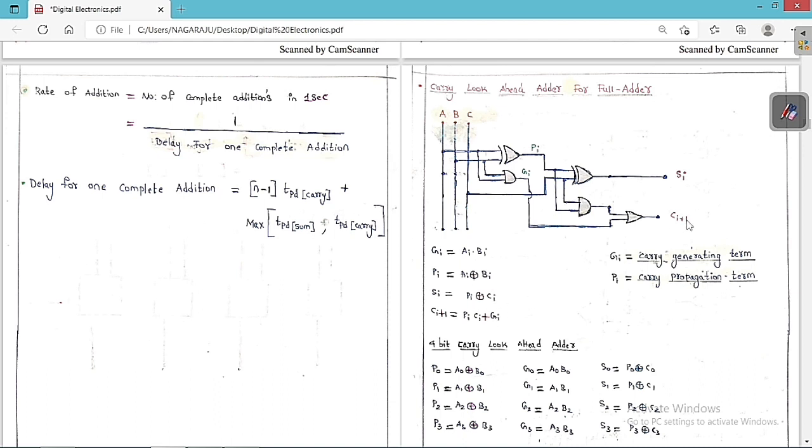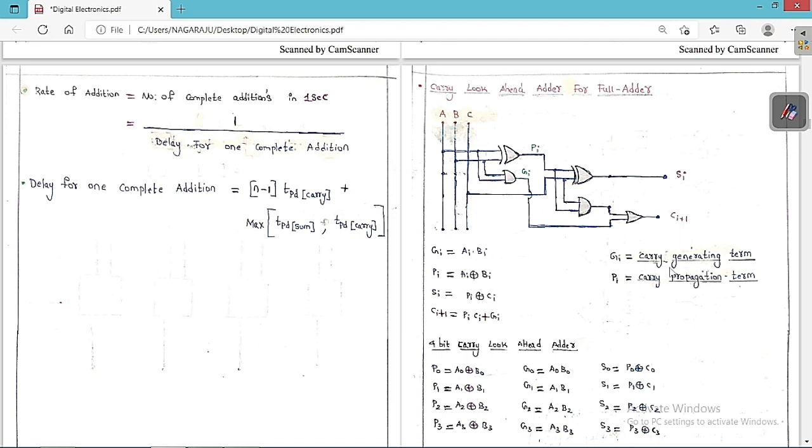Similarly, what is CI plus 1? CI plus 1 is simply PI into CI plus GI. This is the expression that you always have to keep in your mind. So GI is equal to AI into BI, PI is equal to AI XOR BI, SI is equal to PI XOR CI, and CI plus 1 is equal to PI CI plus GI.